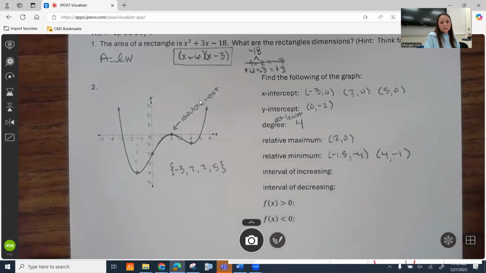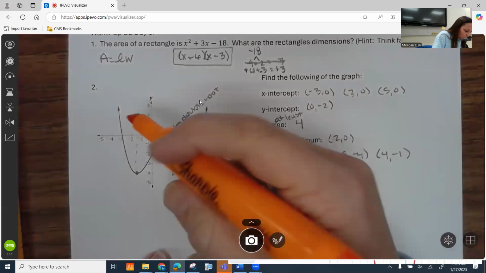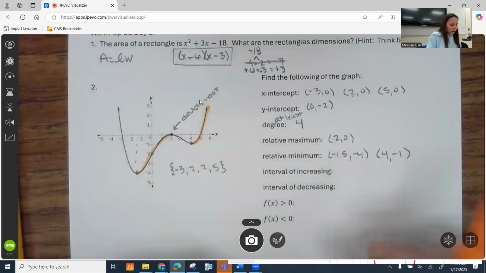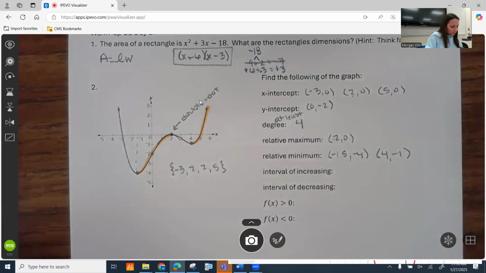Now, interval of increasing and decreasing. Okay, so interval of increasing is when it's going up. So it's going to be right here and right here. Okay, so for the interval of increasing, I did an orange right here.